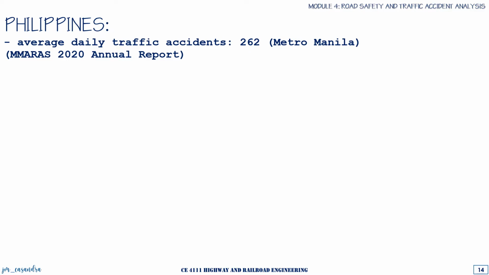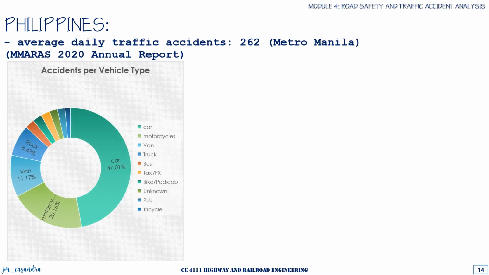So if we include the other regions in the Philippines, we have 13 regions. So sabihin natin, nasa 50% lang per region. So malaki pa rin siya. In which there is really a need for us to take a look with regards to our accident prevention and the design of our highways.